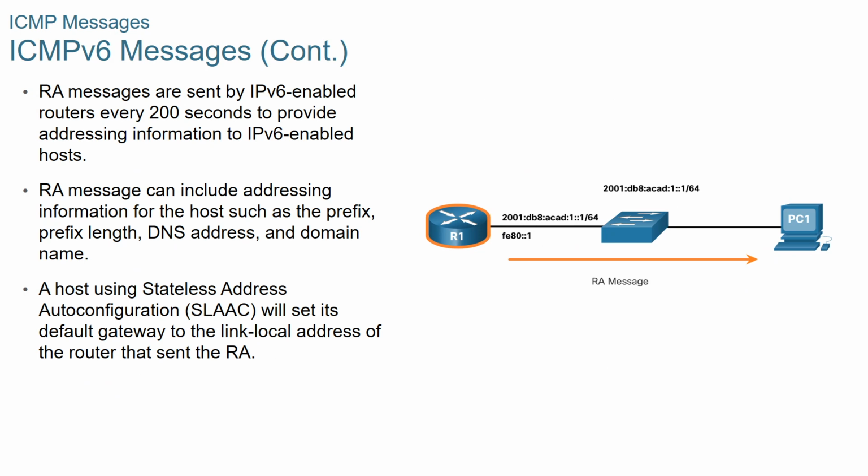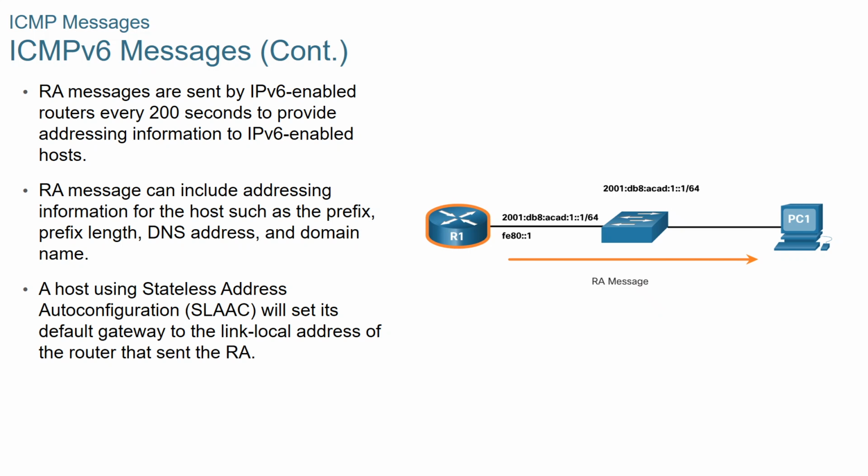So router advertisement messages, RAs, are sent by IPv6 enabled routers every 200 seconds to provide addressing information to IPv6 enabled hosts. Router advertisement messages can include addressing information for the host, such as the prefix and prefix length, DNS address, dynamic domain name server addressing, and the domain name. A host using stateless address auto configuration, that's SLAAC, will set its default gateway to the link-local address of the router that sent the router advertisement.